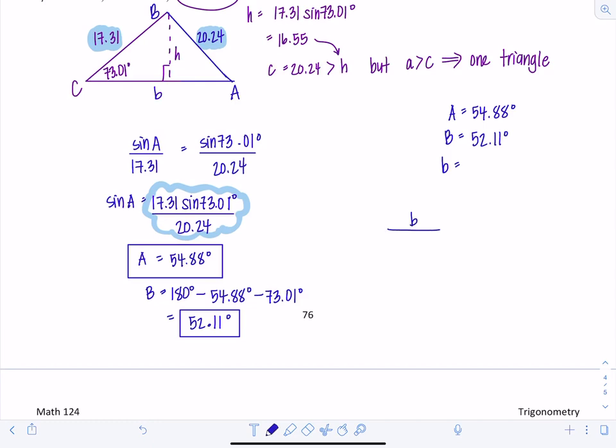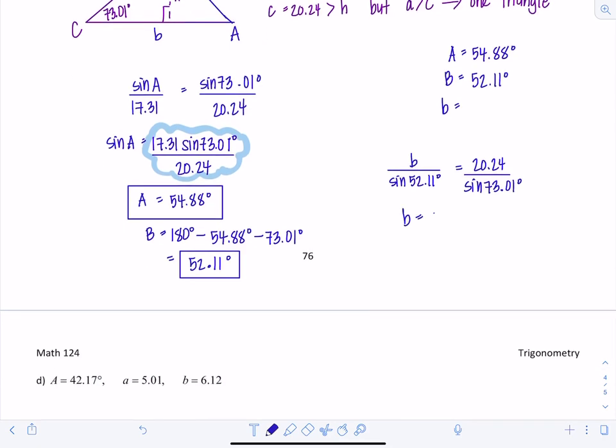So I have b over, and this time I have no choice. I have to use the 52.11 even though it's rounded. Sine of that angle equals, and in this case I will use what they gave me. So I'll use angle C and the side C. So we have 20.24 divided by sine of 73.01 degrees. And then from here you'll get B equals sine of 52.11 degrees times 20.24 divided by sine of 73.01 degrees, and this comes out to 16.70.